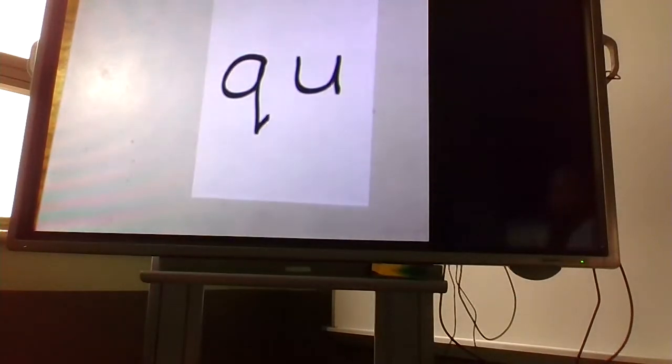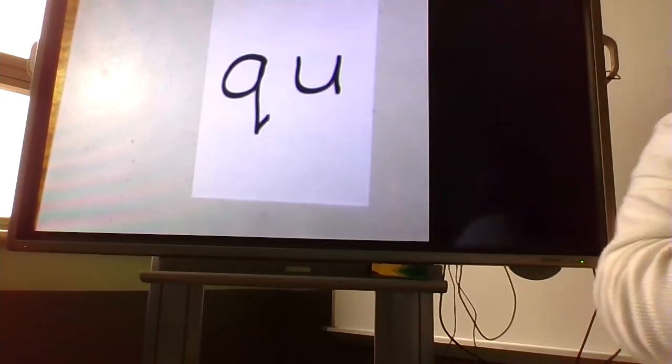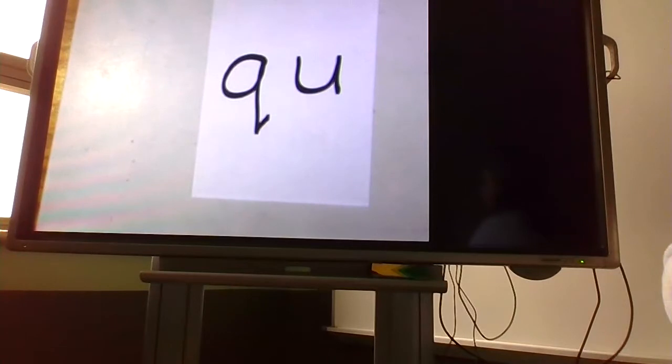Let's move on. Let's review this one. This letter Q-U, they always have to go together. Qu. It's like K-W together. The Q and the U always, always, always go together. The Q cannot stand by itself. She falls over. So they have to be together when they spell.